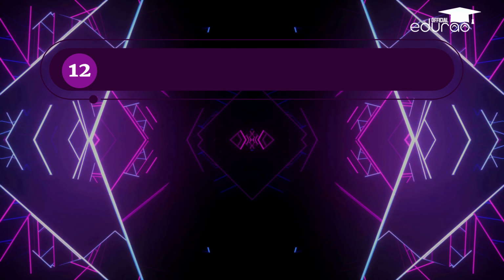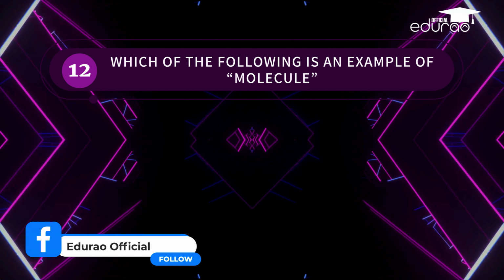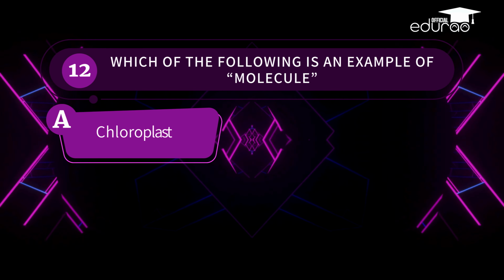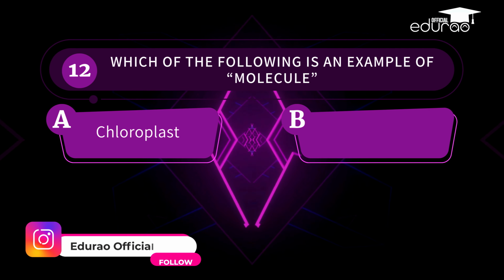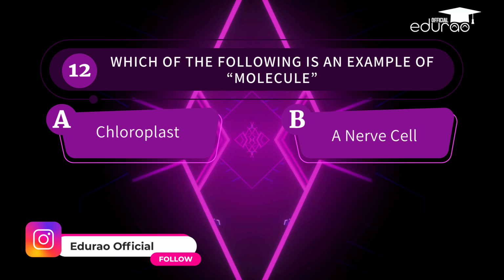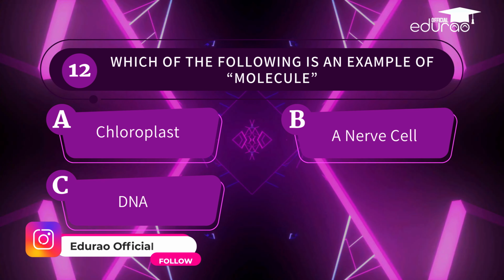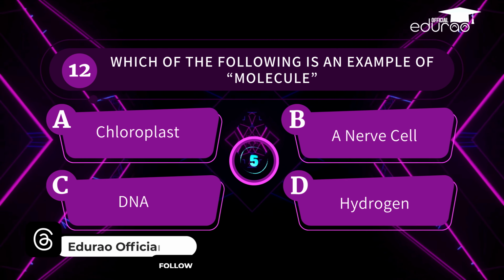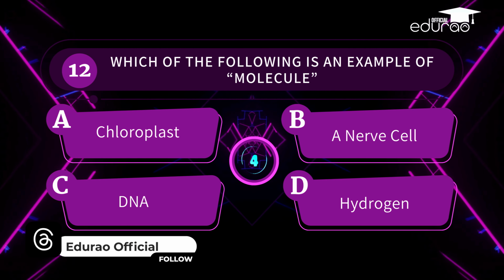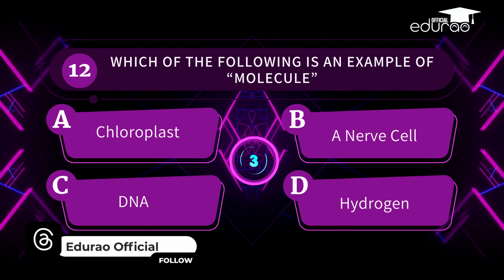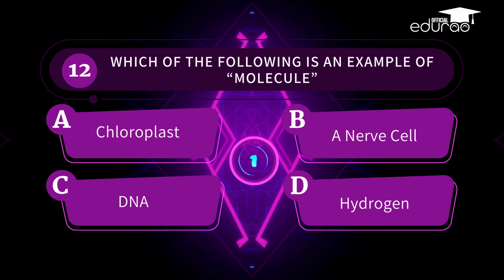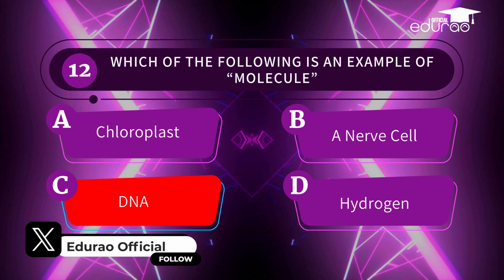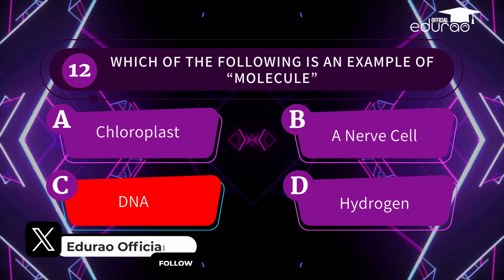Question 12. Which of the following is an example of molecule? A. Chloroplast, B. A nerve cell, C. DNA, D. Hydrogen. You're precisely right. Correct answer is DNA.